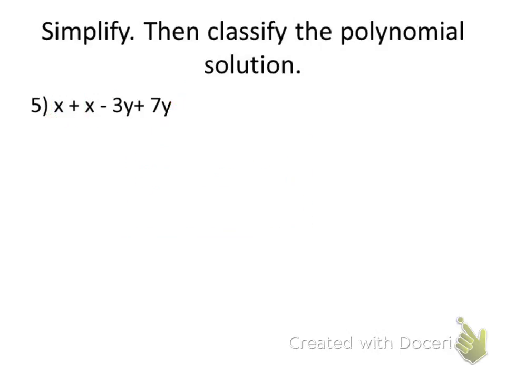All right. Here's number 5. I don't know why these PowerPoints always make my minus signs look tiny. That's not a trick. That's a minus sign. So I have x plus x minus 3y plus 7y. If I needed a coefficient with those x's, what would it be? What's the number in front of those x's? A 1. So I have a 1x and a 1x.